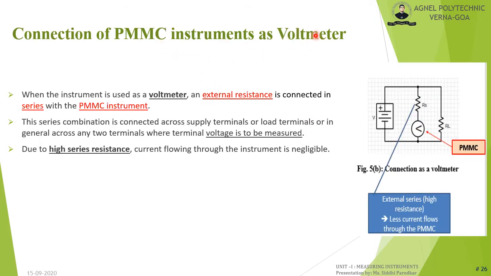PMMC instruments can be used as voltmeter by simply connecting a resistor in series with the voltmeter. This series resistance should have high resistance value so that lesser current flows through the PMMC meter.